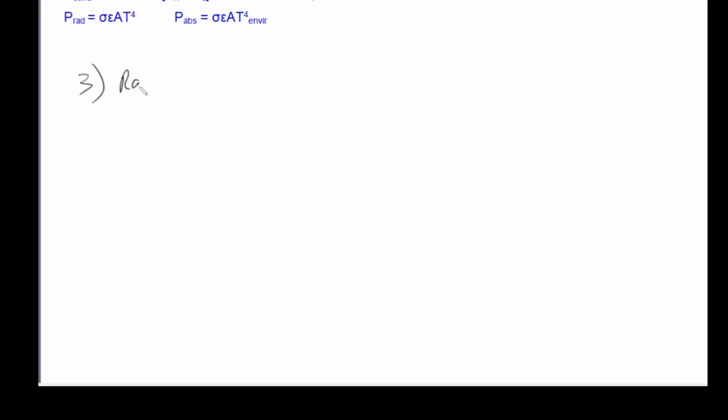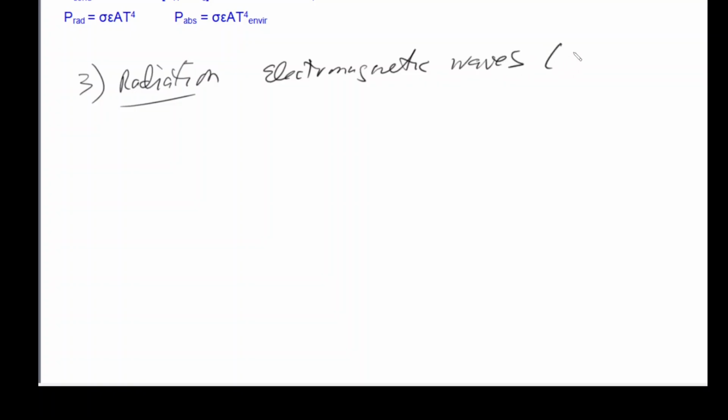Let's look at the third way energy can be transferred. That is through radiation, and that uses electromagnetic radiation or waves, such as light. And that requires no medium. That is why the sun can transfer its energy to the earth through a vacuum.